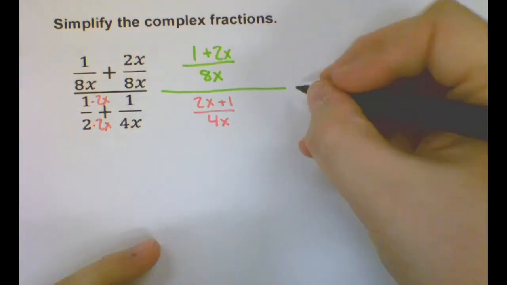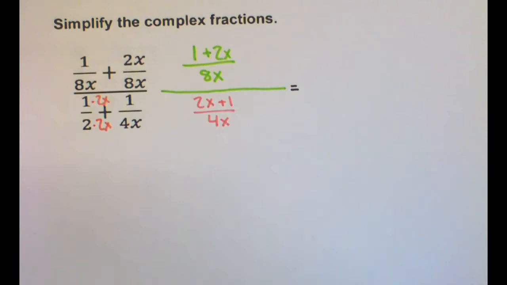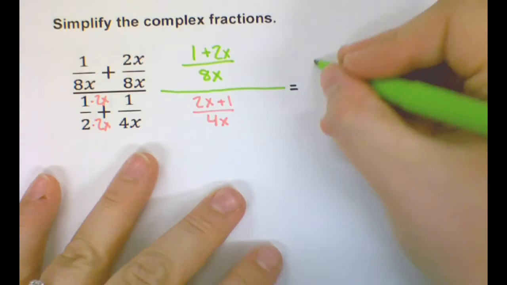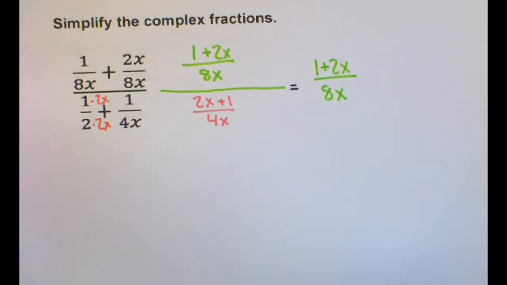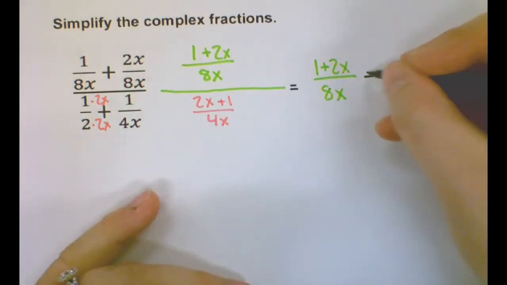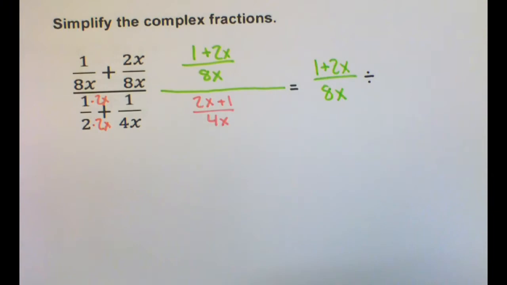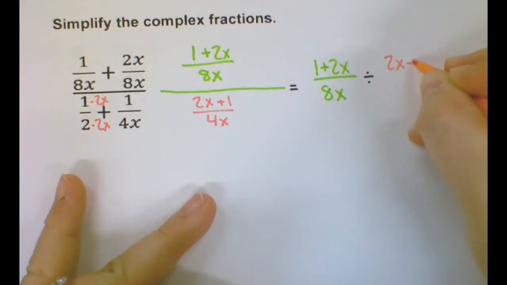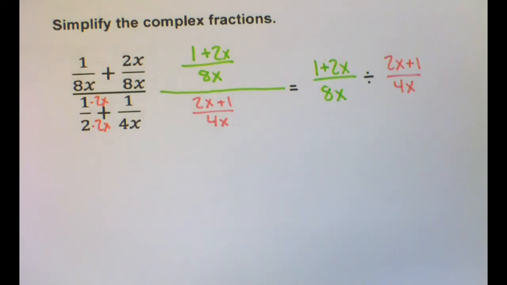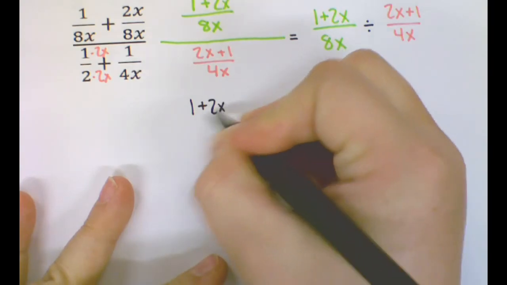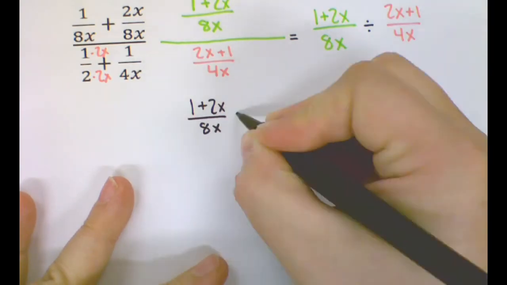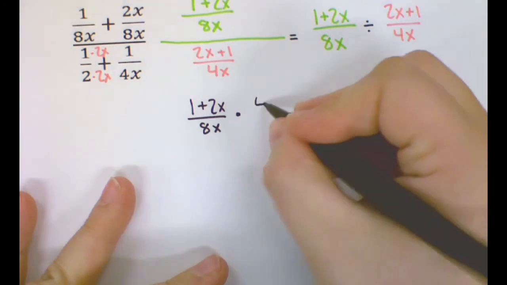Then, I always like to rewrite them side by side. So I have 1 plus 2x over 8x. A big fraction bar is really just divided by 2x plus 1 over 4x. And now we keep, change, flip. Keep the first one the same, 1 plus 2x over 8x. Change to multiplication, flip the second one over.